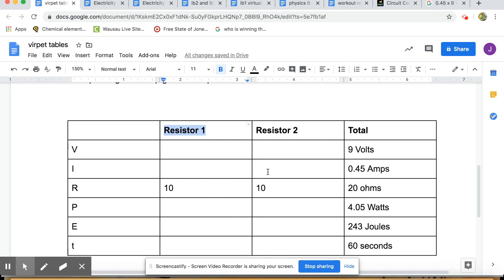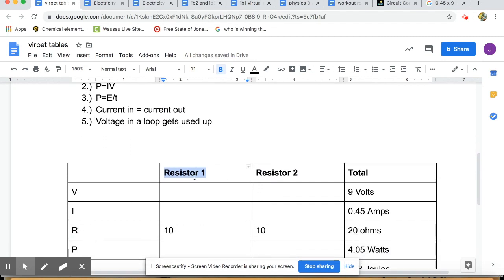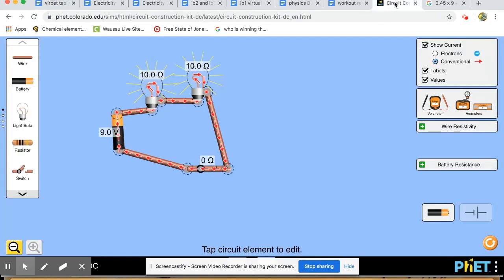But the cool thing is, I can go up to some of these other rules, Rule 4 and Rule 5, to answer these questions. So let's talk about Rule 4. Rule 4 says that the current going into any section of the circuit equals the current going out, which means that if the circuit doesn't split, that current's going to be the same.